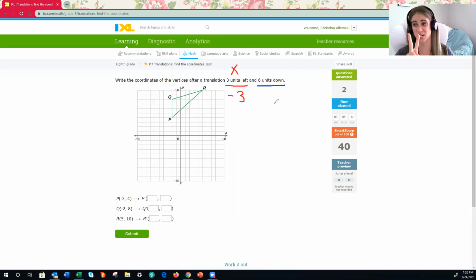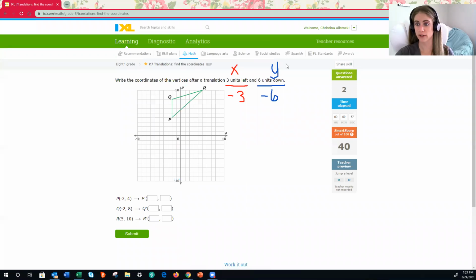But this one has a double transformation. It also moves 6 units down. What kind of movement is down? Is that the Y or the X? That's the Y, because your Y-axis goes up and down, vertical. And once again, if we're going down, is that the positive direction or the negative direction? That's the negative direction, because right here's our Y. And if we start at the middle, if I go down, that's going towards your negative numbers, which means we are going to subtract 6 from all of our Y values.